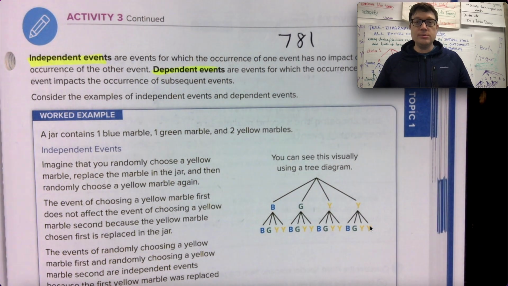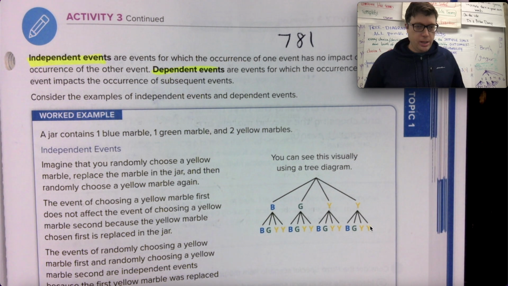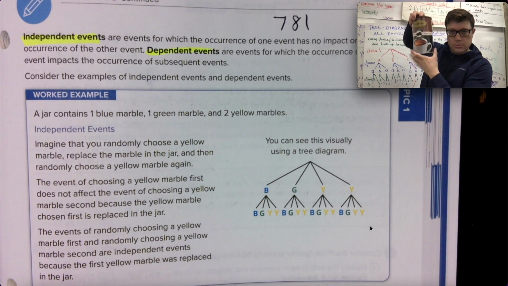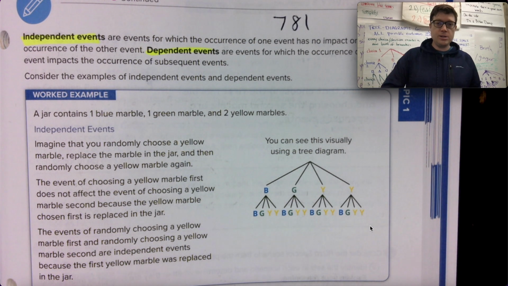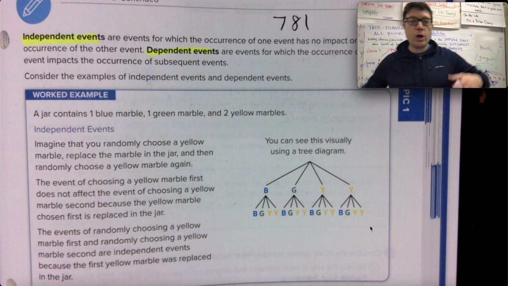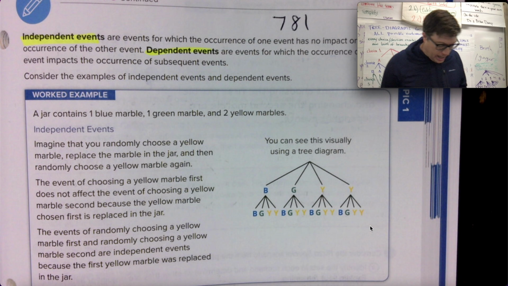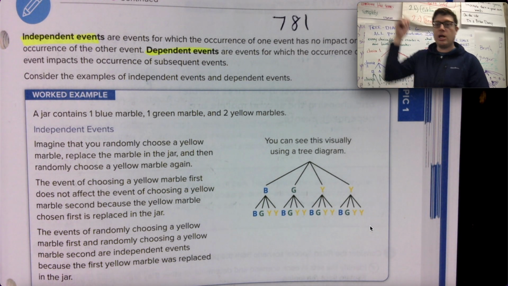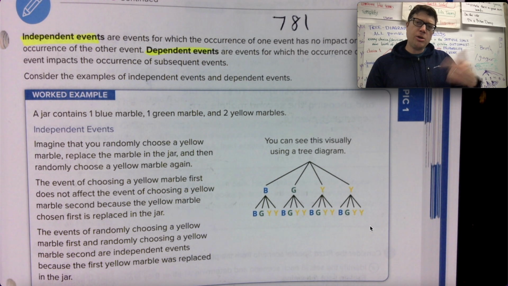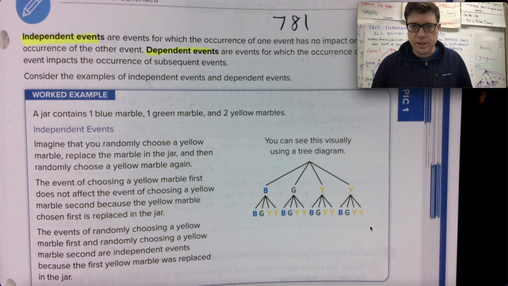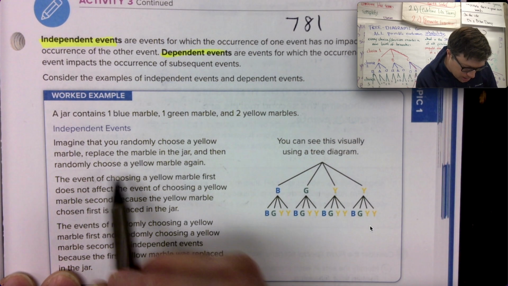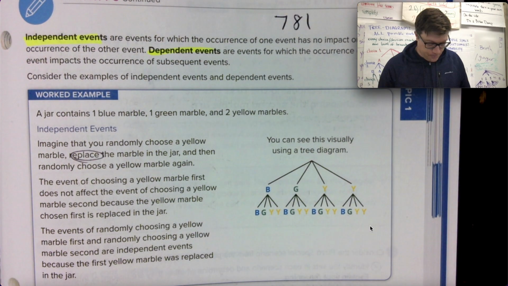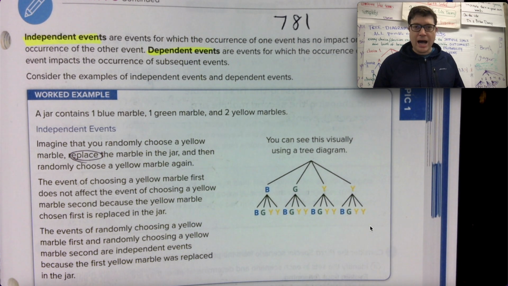Dependent events are not. So for example, if you have a jar and it contains one blue marble and one green marble and two yellow marbles, and you are going to randomly choose a yellow marble out of the jar and then choose a yellow marble again. The thing is, if we're going to put the marble back, that's the key criteria that needs to be there, make sure we find it. A jar contains, imagine you randomly choose, you replace it. We have to find that word replace, or later on you'll see in the next example we'll say without replacement.